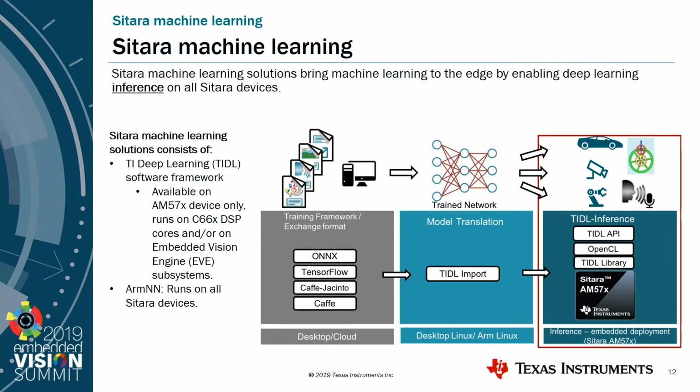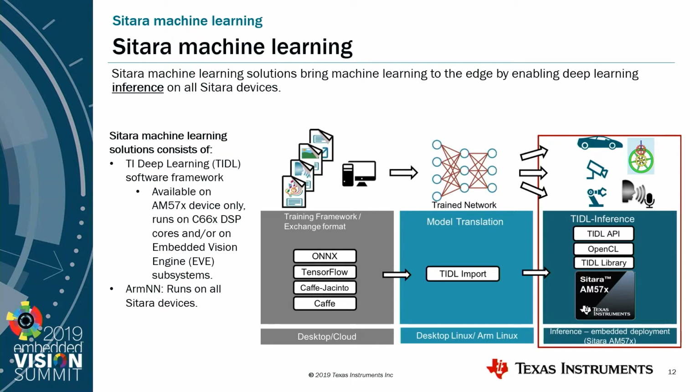So let's look into the programmability of our processors for running machine learning inference at the edge. We call it Sitara machine learning. Today it comprises 2 frameworks. First is the TI deep learning framework. This framework is suitable for the AM57X devices. It helps accelerate the layers and operators on the C66X DSP core and the embedded vision engine subsystem, which is a specialized machine learning accelerator.